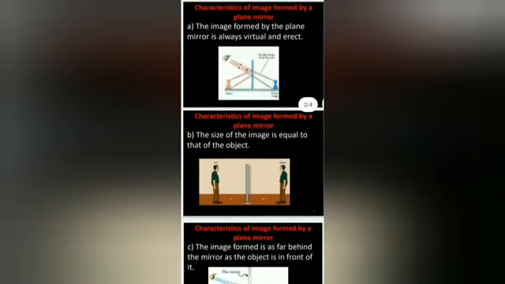Next, let me go for the characteristics of image formed by the plane mirror. The image formed by the plane mirror is always virtual and erect. So what we are seeing through our eye is the object, and what it has formed, the image, is virtual. So that red orange color is the object, and the blue color you are seeing is the image. So both are also on the same side. That's why we call it virtual and erect. The size of the image is equal to that of the object. So when we are seeing through the mirror, our size also will be the same.